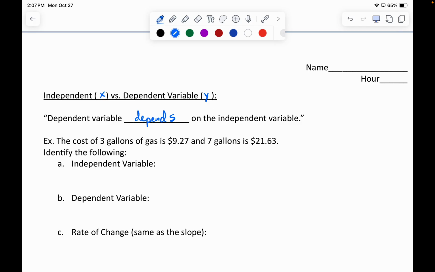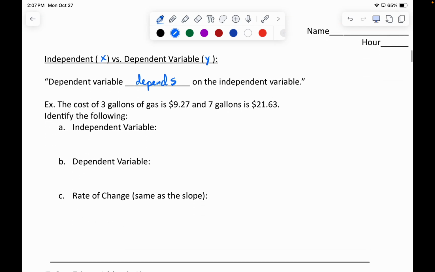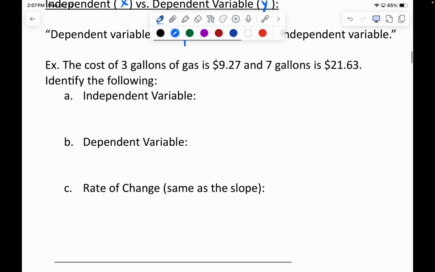Sounds kind of goofy saying it that way, but it always helps me. So this one says, the cost of 3 gallons of gas is $9.27. 7 gallons is $21.63. Identify the independent and dependent variable, and then we're also going to find the rate of change. What's the independent variable in this problem? It is the gallons. What's the dependent variable? The cost or the money, right. And I'll give you a little hint: 99.9% of the time, if money is involved in the problem, that's your dependent variable. The amount of money that I spend is dependent on how many gallons of gas I put in my car.